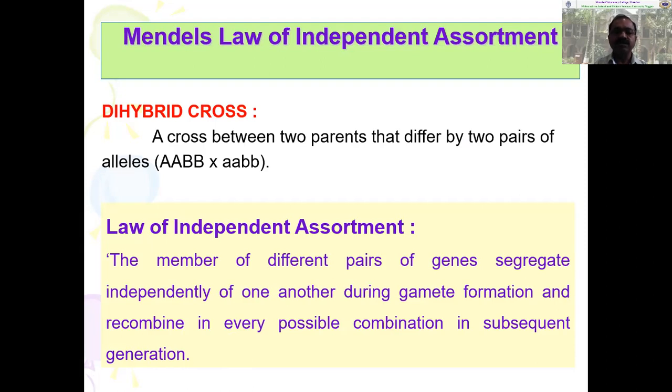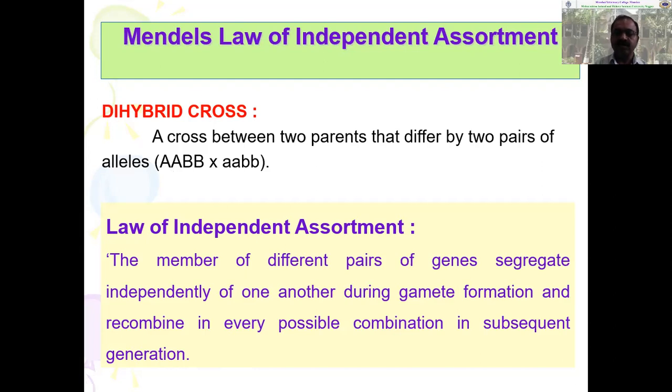Here the two pairs of alleles are there, capital A and capital B, while small a and small b. Whatever may be their parental combination, these two pairs of alleles assort independently. That means here capital A is paired with capital B, and small a is paired with small b. But whenever there is gamete formation, A can pair with B, or A can go with small b. Similarly, capital B can go with A, or with small a. So they can assort independently, and combine in all possible ways.